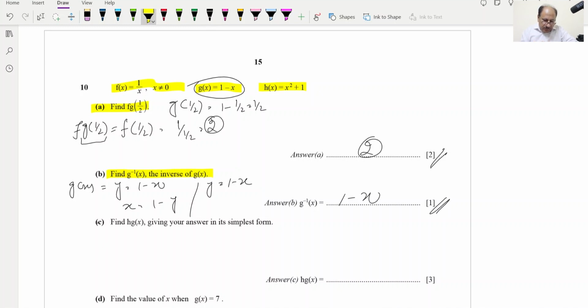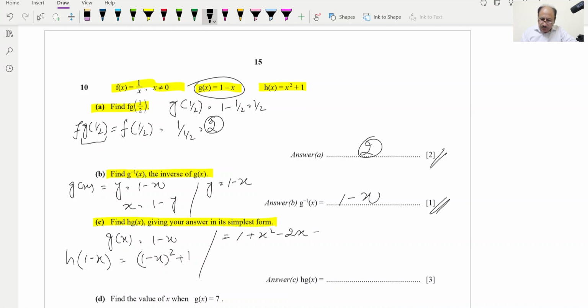Find h of g of x, giving your answer in simplest form. So first of all, we'll take g of x. G of x we can write as 1 minus x. So h of 1 minus x will be h of g of x. This will be equal to (1 minus x) squared plus 1. If we open this, this will be 1 plus x squared, a squared plus b squared, minus 2ab, 2x, plus 1.